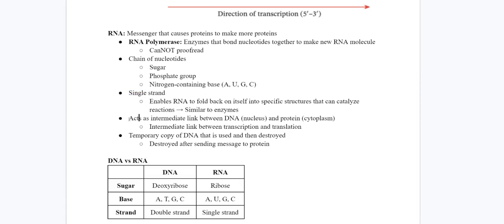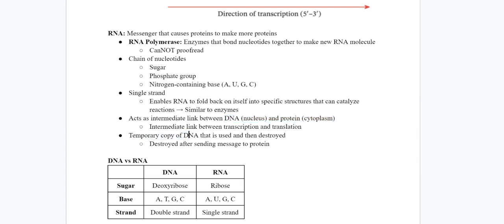And the most important thing is that RNA is an intermediate link. It's the bridge between the DNA and the protein. The DNA is located in the nucleus while protein is located in the cytoplasm. So what RNA does is it makes a bridge between these two places. It's a link that links together transcription and translation, which are located in different places.